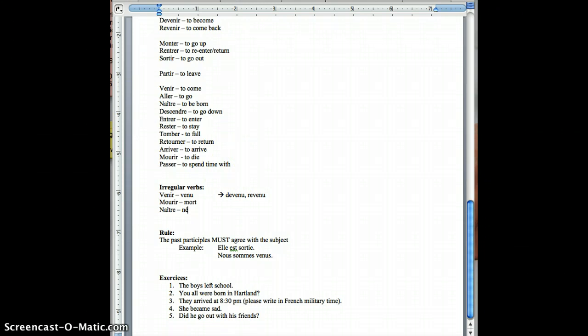So for example, if it ends in an ER, it's going to be é. If it ends in an IR, it's going to be i. And if it ends in RE, it's going to be u.